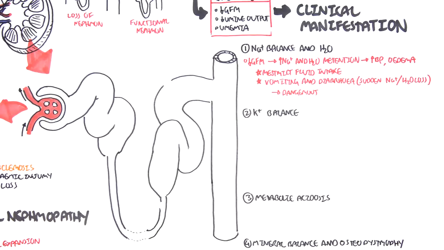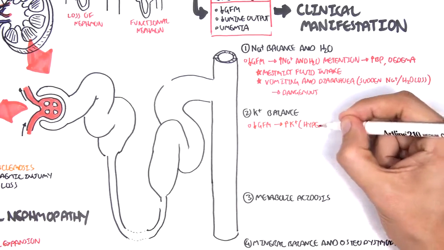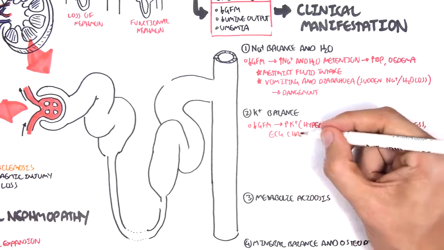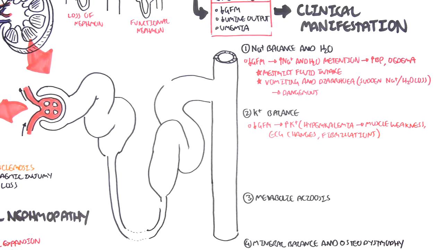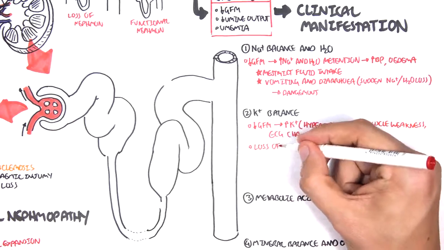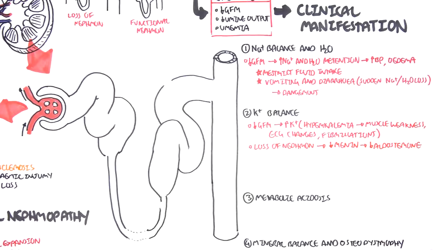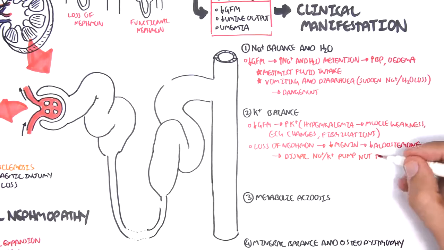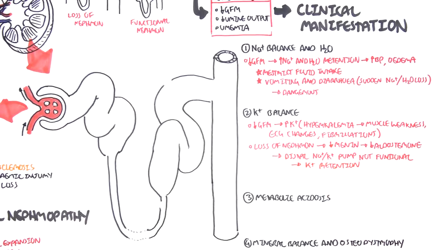Next, potassium balance. So again, a decrease in GFR leads to an increase in potassium retention. This causes hyperkalemia, which can result in muscle weakness, it can result in ECG changes, and cause fibrillations. It is important to note that the loss of nephrons leads to a decrease in renin production as well, eventually, which leads to a decrease in aldosterone. When you have a decrease in aldosterone, the distal sodium-potassium pump does not work, which leads to potassium retention.